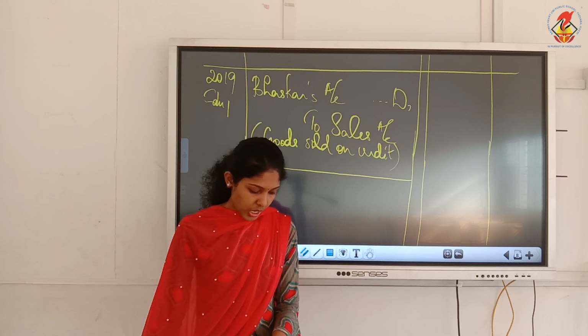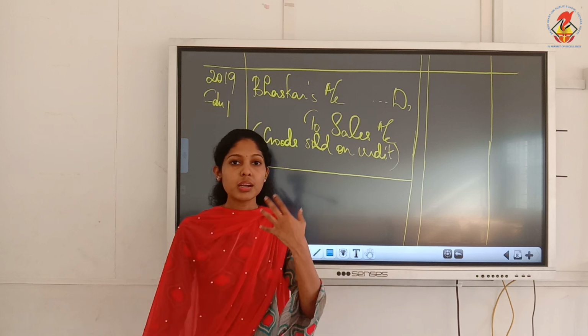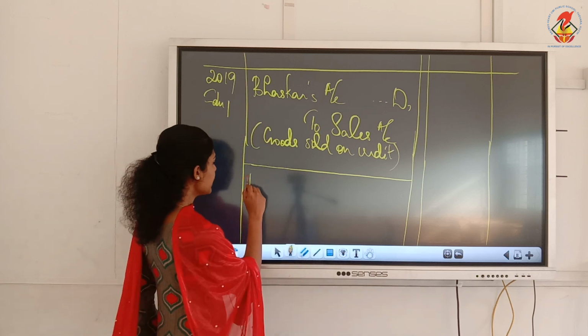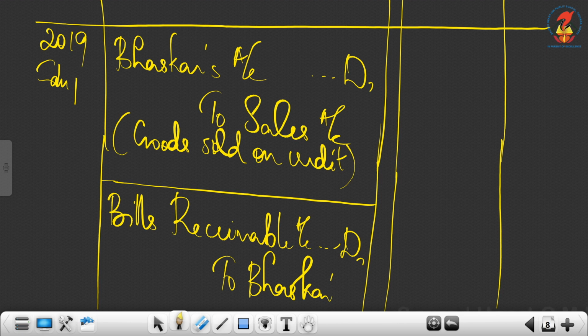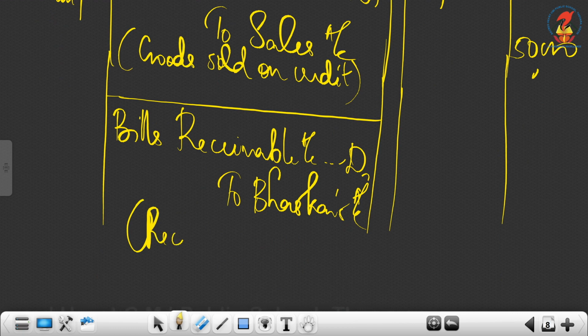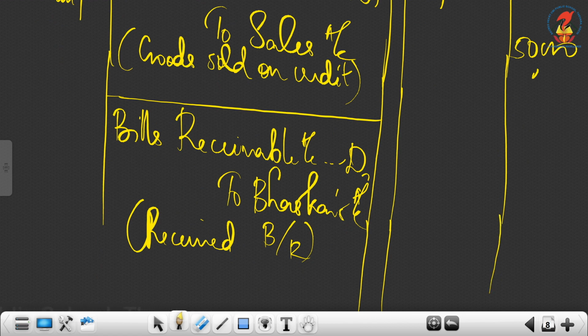Okay. So now what happens is, we sold goods. In return, are we getting the amount? No, but we are getting the bill. So that is bills receivable account debtor to, from whom you are getting the bill? It is from Bhaskar. So bills receivable account debtor to Bhaskar's account. What is the amount? 50,000. You can write received bills receivable. The date is the same date, that is Jan 1st, 2019.